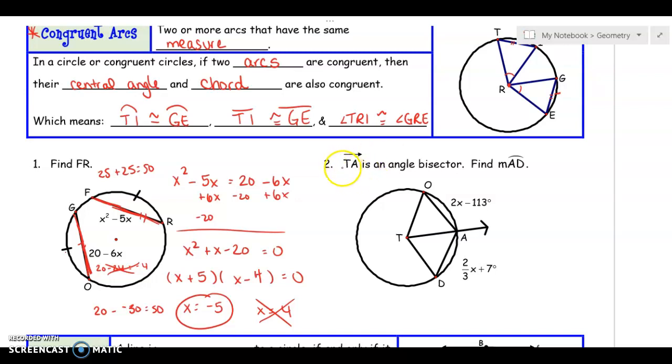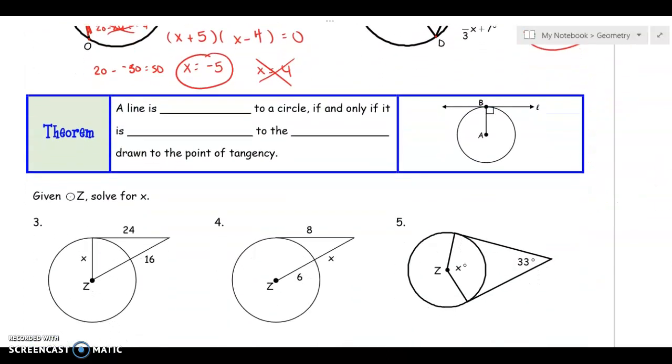And then same thing with number 2 here. If TA is an angle bisector, we know that this angle and this angle are congruent because it's being bisected. And if those angles are congruent, that means that these arcs are congruent. So you would set 2x minus 113 equal to 2/3 x plus 7. And then you would go ahead and solve from there. And you would get x equals 90. All right, so that's an important theorem I wanted you to be aware of.